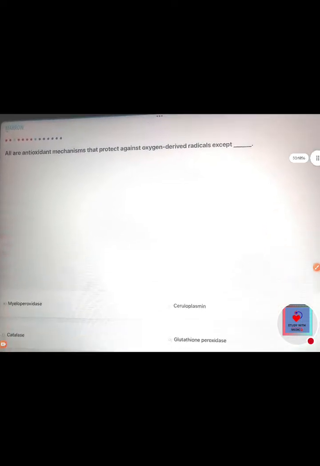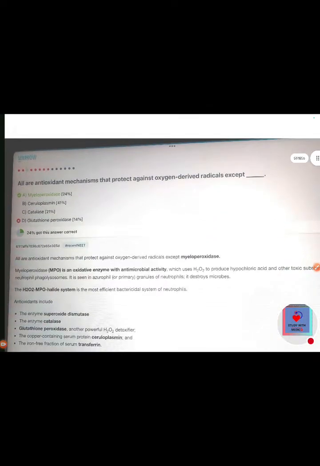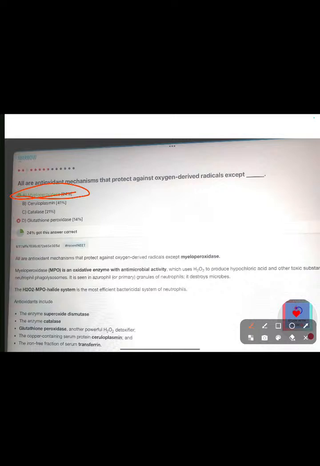Talking about antioxidant mechanisms that protect against oxygen-derived free radicals, all of them are, except which one? Ceruloplasmin, or the catalase, or glutathione? Which one is the exception? It is myeloperoxidase. All are antioxidant mechanisms to protect against oxygen-derived radicals except myeloperoxidase.